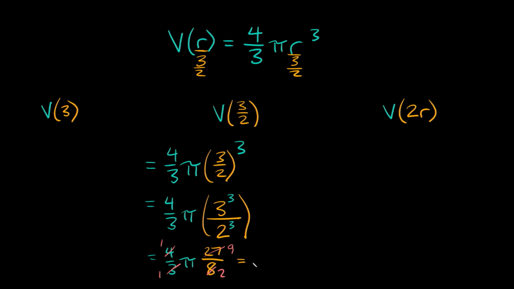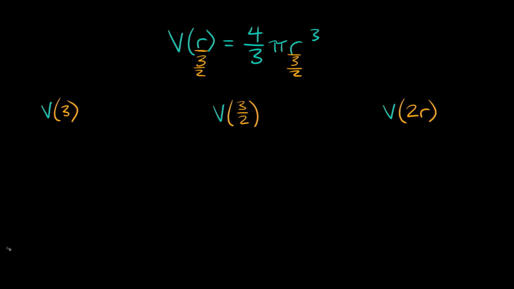So this is all going to be equal to, let's see, on top we have 1 times pi times 9, so that's equal to 9 pi. And on the bottom, 1 times 2 is just equal to 2. All right, so then we get 9 pi over 2.